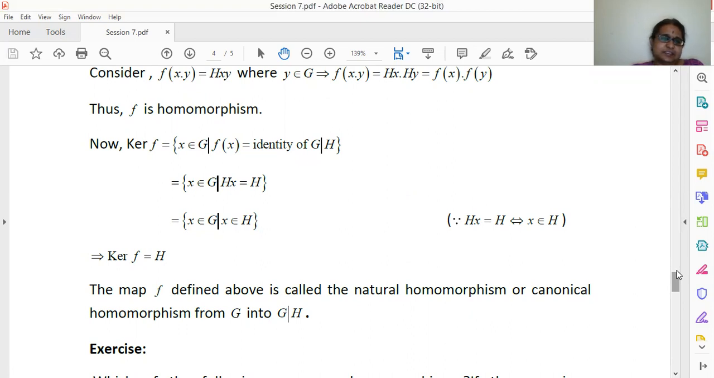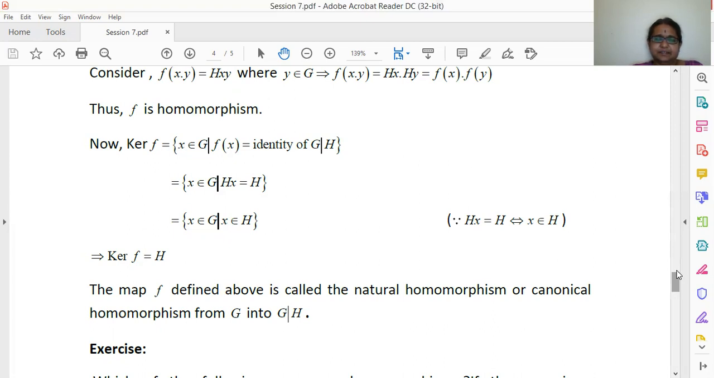So in this session, we have defined what the kernel of a homomorphism is. If F is a mapping from G to G dash and is a homomorphism, kernel F is the set of all x which belongs to G such that F of x is equal to the identity element of G dash. Then we have proved theorems regarding the kernel of a homomorphism and taken up some examples to find the kernel.